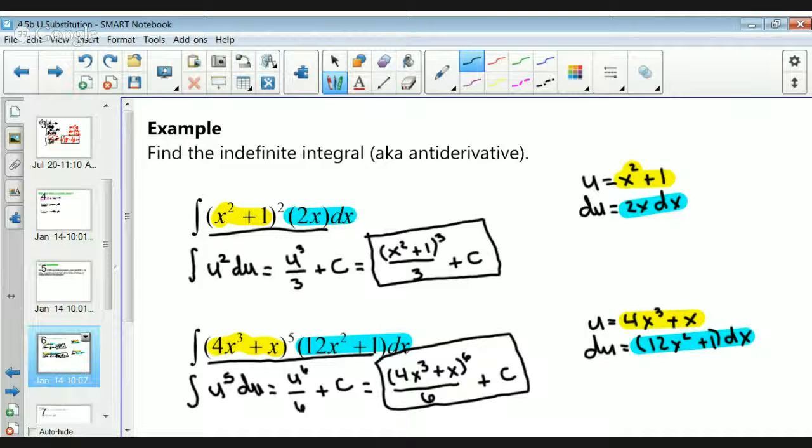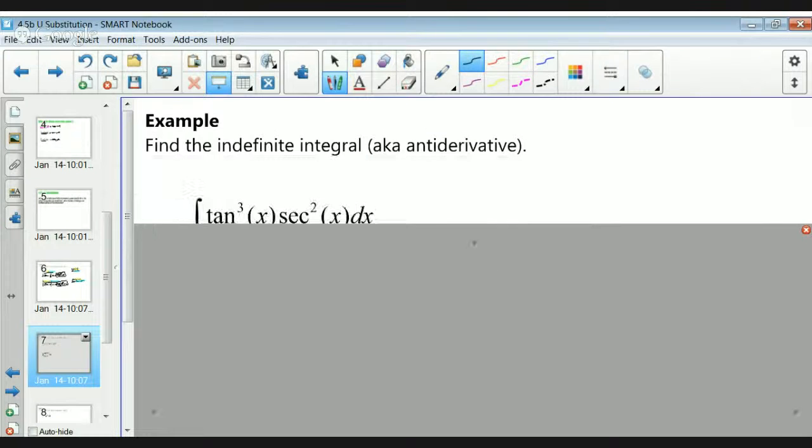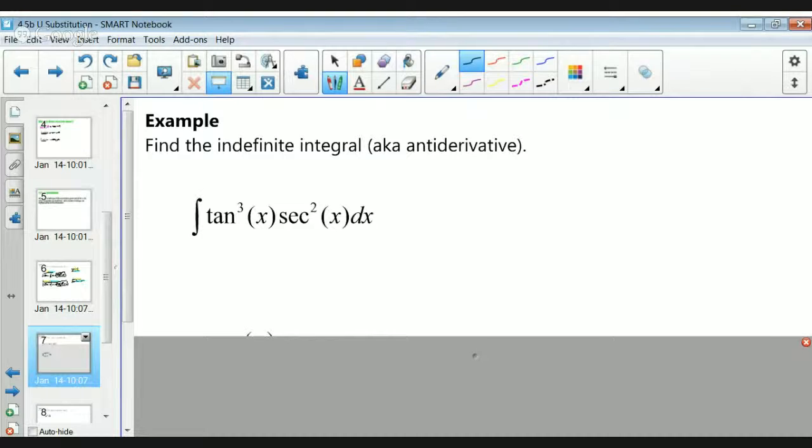Okay, let's try a few more examples together. How about this guy? Let's do some with trig. If you want, let's go ahead and do this. All right, so I have the integral of tangent cubed x times secant squared x. And don't forget, when we have those powers, that just means tangent x, the whole thing cubed, and secant of x, the whole thing cubed.